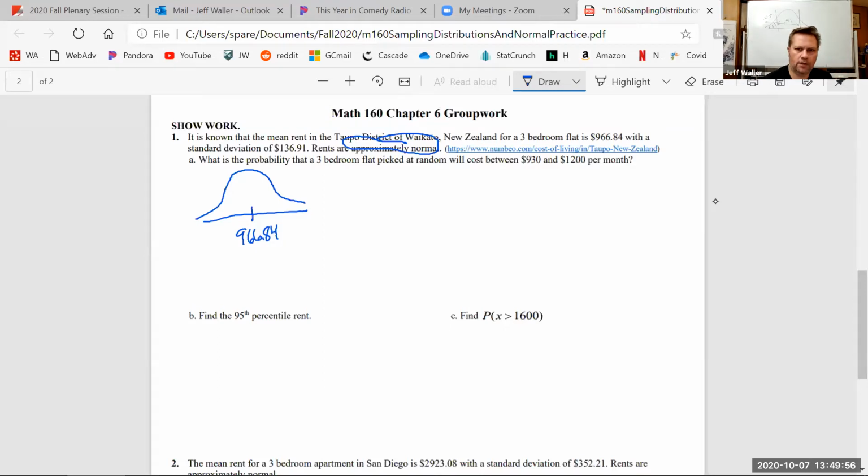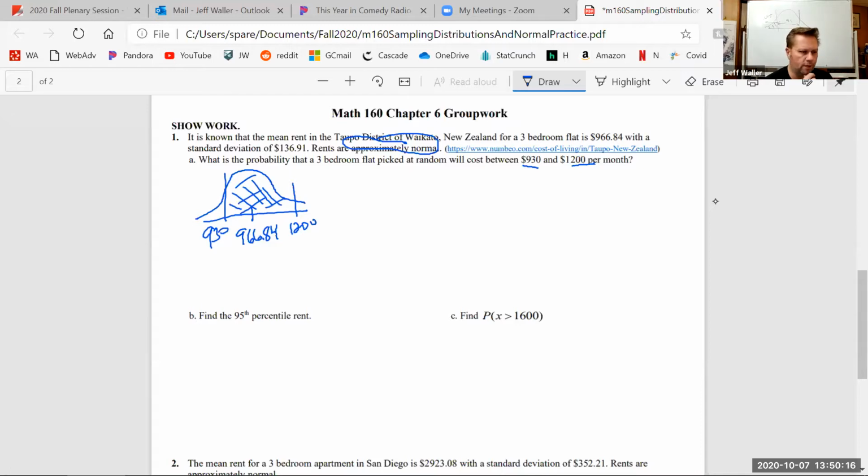And what I'm curious about is 930 and 1200. So I'm going to slap those on here. Now that's obviously not to scale. I mean, look how far apart those are, but I don't care. I just need kind of a visual to keep track of what's going on.